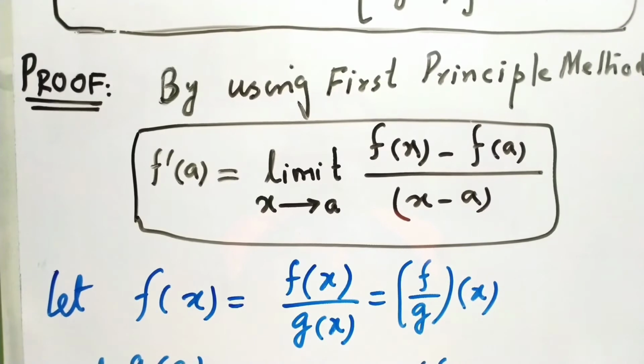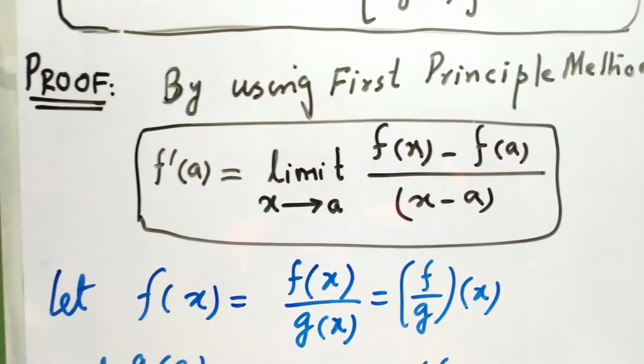As we have learned earlier, the first principle formula is that f dash of a is equal to the limit as x approaches a of f of x minus f of a divided by x minus a. So we are just going to solve it by using the first principle formula.